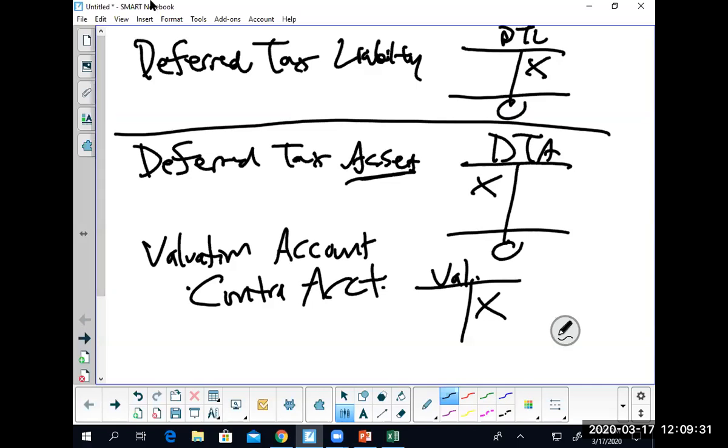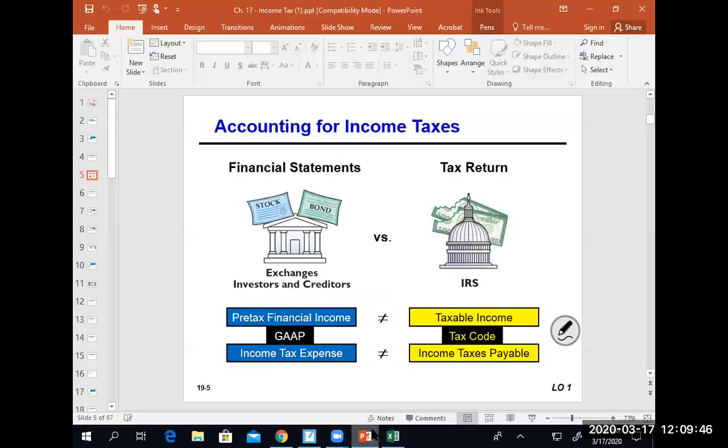And these are for temporary differences. Temporary differences. Both of these, right? Temporary, it's a permanent difference, it's a whole different story. And we'll look at that here in just a moment. All right, going back to the PowerPoint.